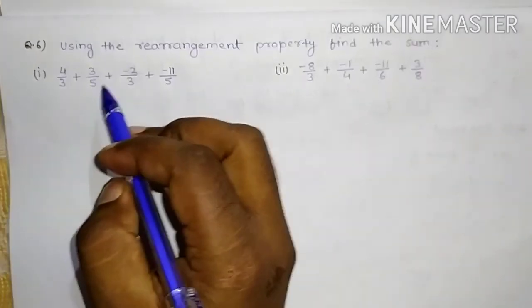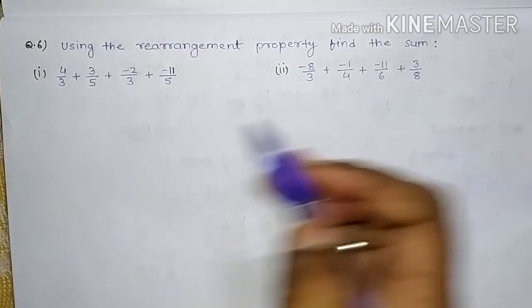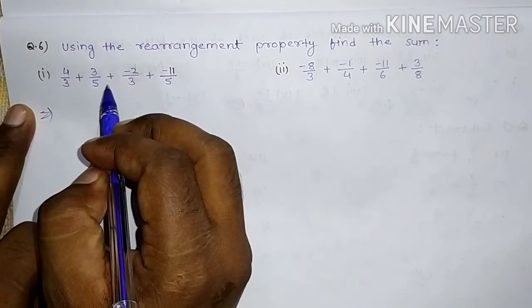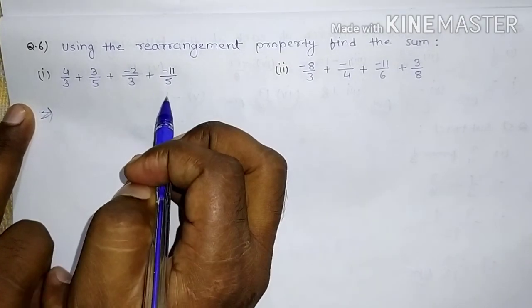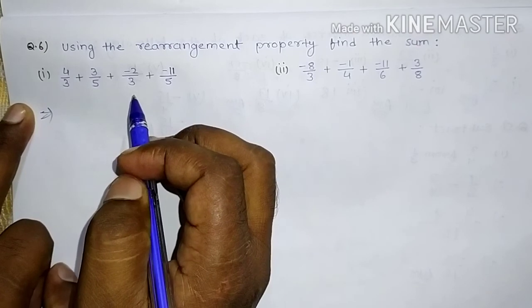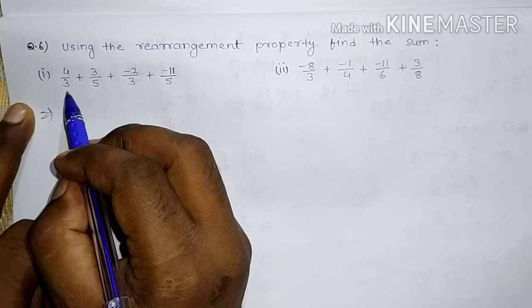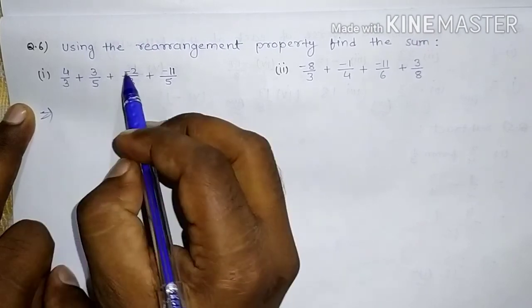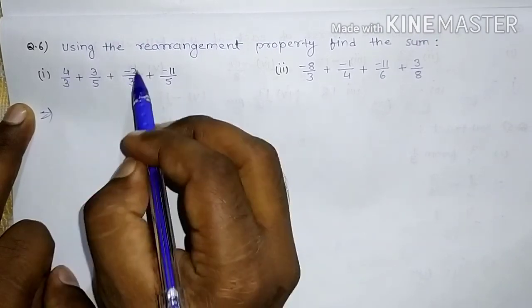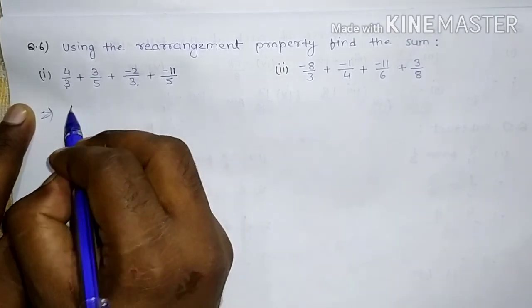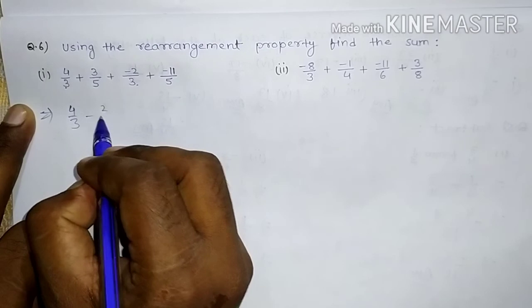Now using the rearrangement property, find the sum. Here the question is given: 4 by 3 plus 3 by 5 plus minus 2 by 3 plus minus 11 by 5. So we have to take together the numbers whose denominator is the same. So 4 by 3 and minus 2 by 3, two numbers whose denominator is the same, 3 and 3. So just take them together, 4 by 3 and minus 2 by 3.